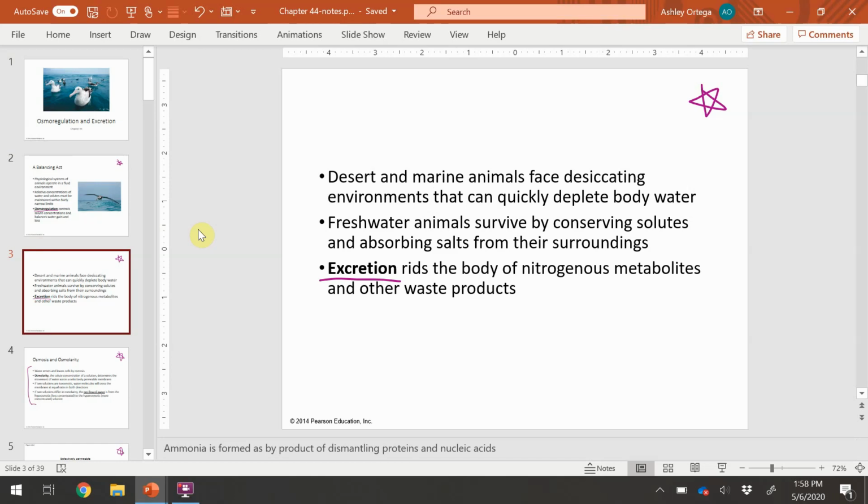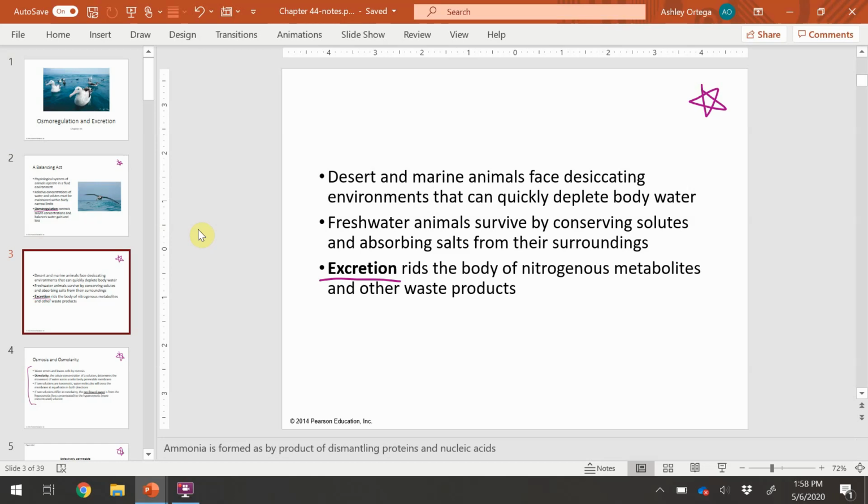Freshwater animals have the opposite issue. They have to fight from getting too much water, and so they have to absorb salts from their surroundings and excrete large amounts of water as well. And so that brings us to the next topic here.